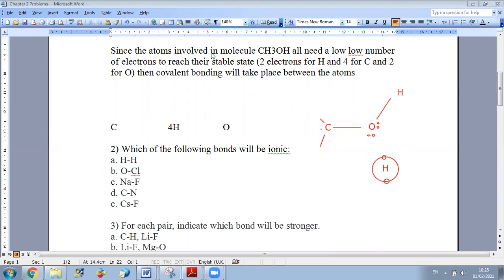Now, for example, if I take C, it has 6 electrons. 2 will be on the first orbit, and 4 will be on the second orbit. But the second orbit will have the most stable configuration if it has 8 electrons. This is why C will tend to share electrons with other atoms in order to reach the stable set of 8. Okay, so since it has only 4, it will try to share 4 other electrons to reach the stable set.